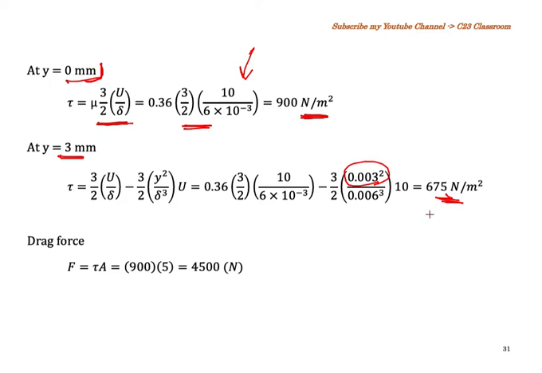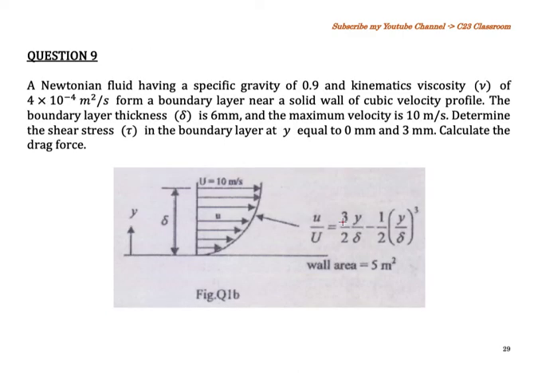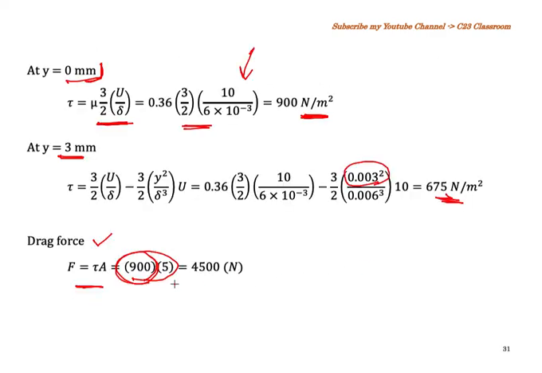And then we can calculate the drag force, which is F equal to tau A. So we take the maximum value of shear stress here, which is 900, and we multiply with the area. According to the question, the area is 5 meters square. So we substitute the values, and we get the drag force is around 4,500 Newton.